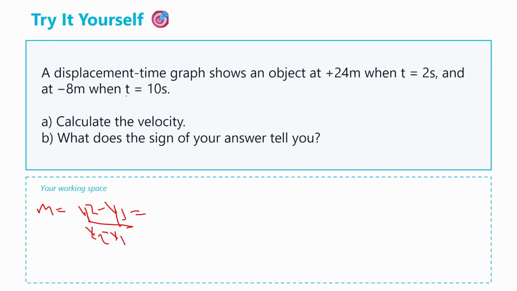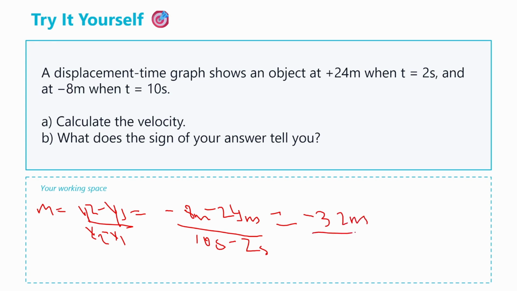So what is y2? Second instance, the final displacement is minus 8. Now what's the first instance? Plus 24, but you have to minus it, so minus 24 meters. Second instance of x, that's 10 seconds. T is equal to 2, so minus 2 seconds. So you ultimately get minus 32 meters by 8 seconds, which equals minus 4 meters per second.